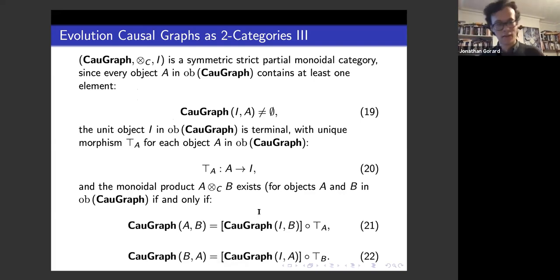In particular, there are various technical conditions that are required to be satisfied in order for this to be a true symmetric strict partial monoidal category. The unit object has to be terminal. There has to be a unique morphism for each object A onto the unit object. And the monoidal product has to exist only under certain conditions with respect to compositions with this unique morphism. But we were able to show that these properties are indeed satisfied for the case of our causal graphs. And so what we get is indeed a symmetric strict partial monoidal category, effectively the monoidal category analog of saying that one of these causal graphs encodes a partial order relation.